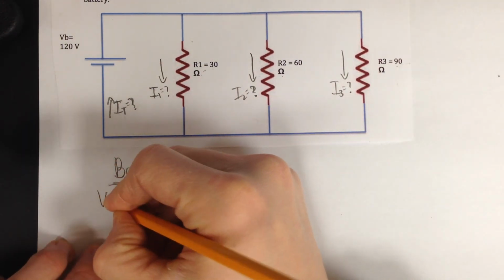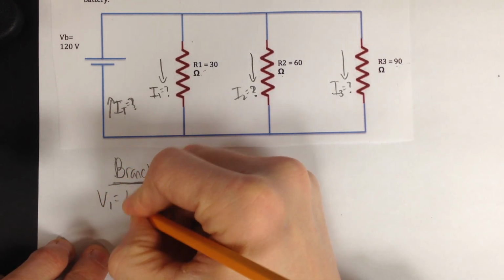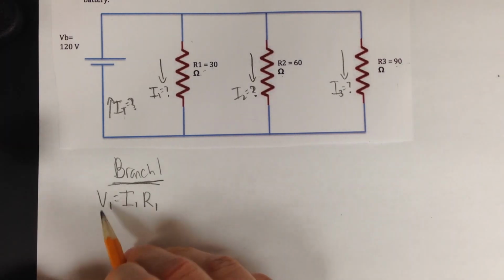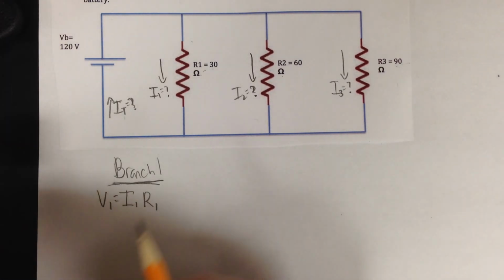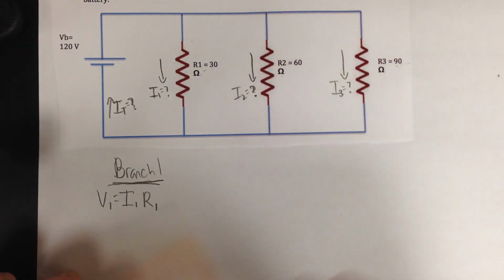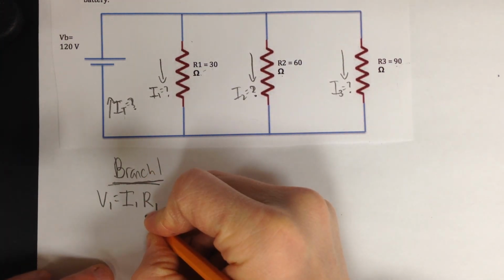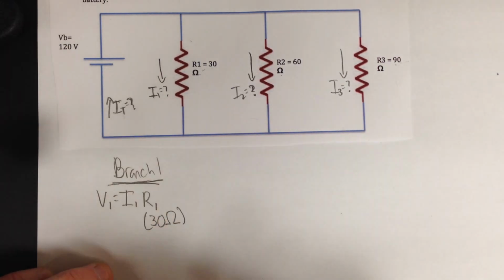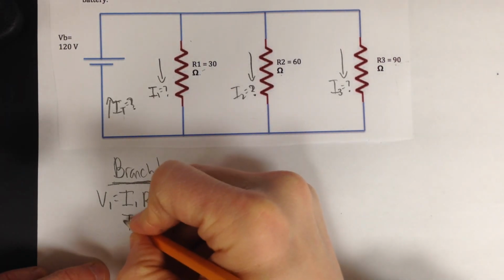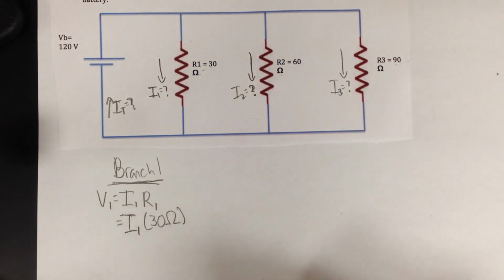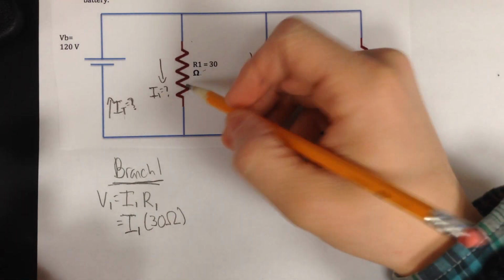So like usual, we're going to use Ohm's law. V1 equals I1 R1. I just put the ones to indicate that Ohm's law is being applied just to the first branch. Okay, so we know that the resistance in the first branch is 30 ohms. We're going to try and calculate I, so I'm just going to leave that there. And the voltage, well, what's the voltage dropped here?